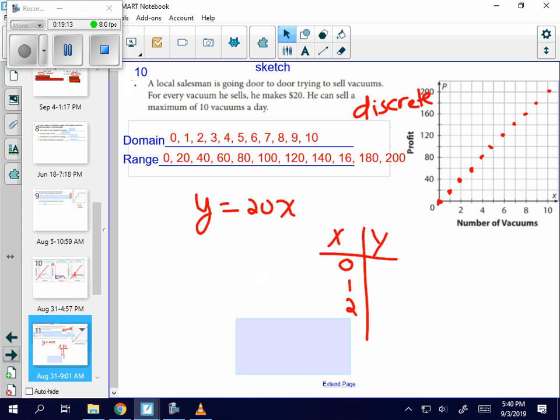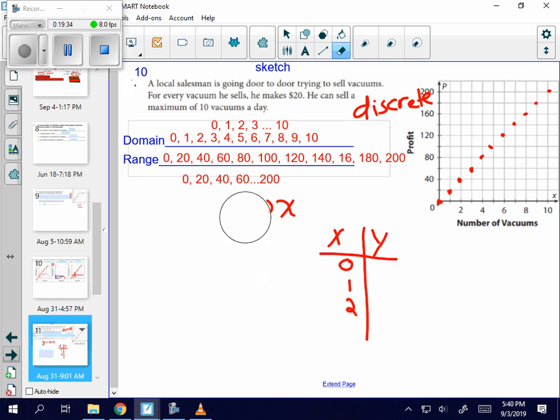And sometimes you can abbreviate those answers. If you write your domain and your range this way, you could substitute this for your domain if you don't have enough room. If I write it like that, 0, 1, 2, 3, dot, dot, dot, 10, that implies I'm counting whole numbers and stopping at 10. And then I'd be allowed to do the same thing for the range. It's just a little bit of an abbreviated answer.